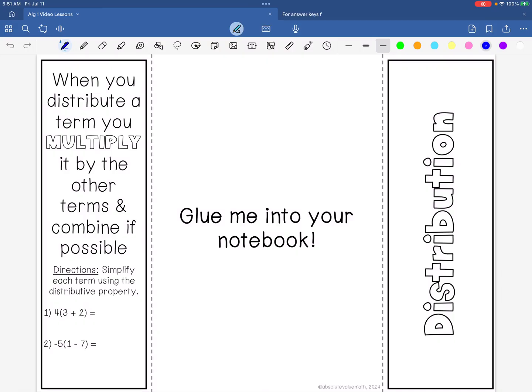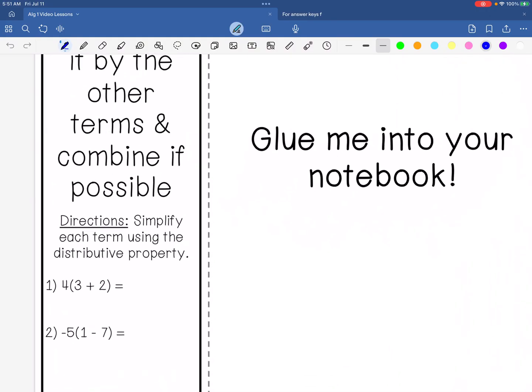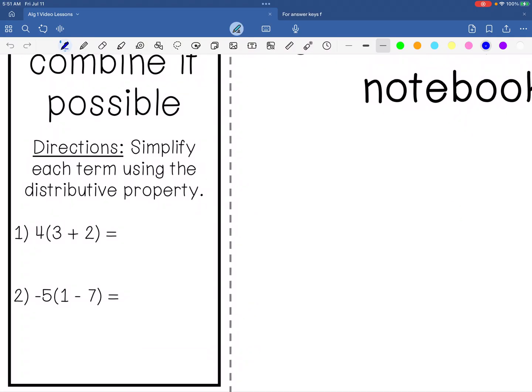So we're going to start over here with some notes. When you distribute a term, you multiply it by the other terms, and you combine it if possible. So let's look at an example of what we mean. Simplify each term using the distributive property.